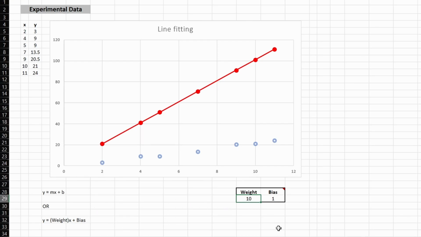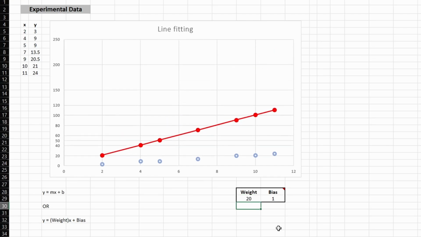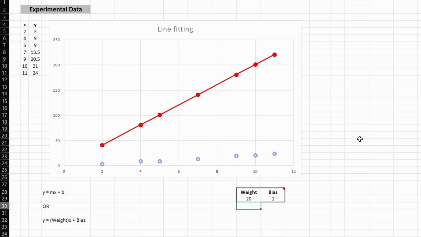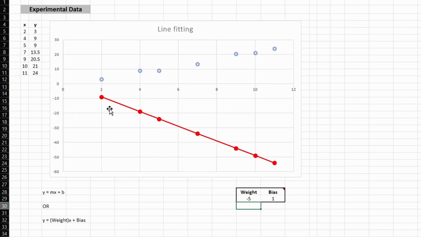If you want to change this, you can say, for example, 20. Now that's going to move up even faster, right? So the rise is even faster. But what happens if you make it negative? -5, for example. Now you're going down. The slope is going down, right? Because it's just saying as you move forward 1 unit, you're going down 5.